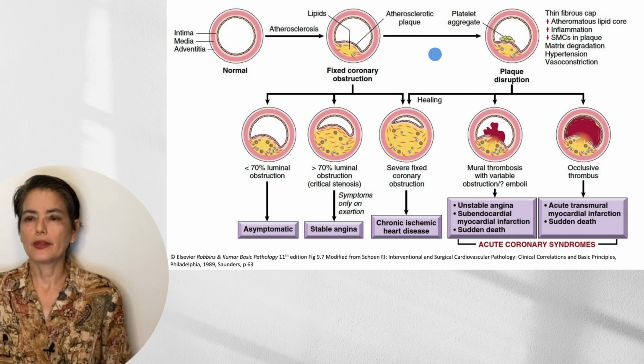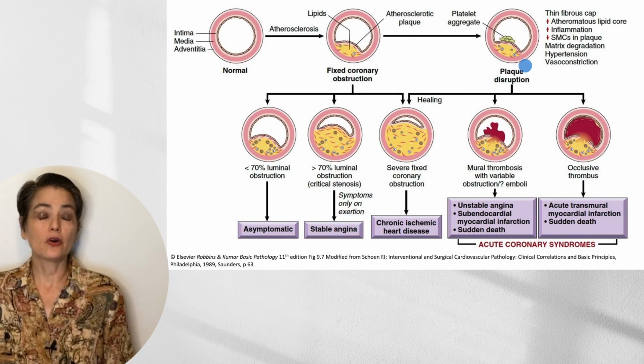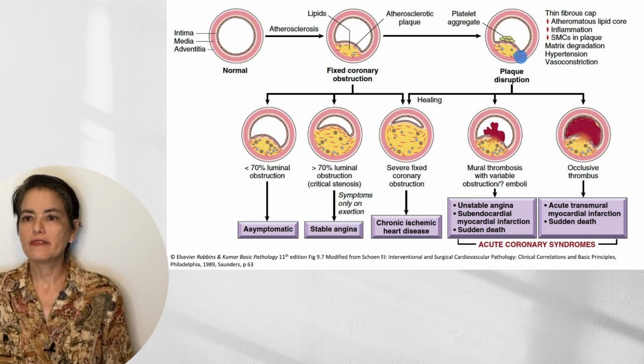So let's see how we get there. Here we have our plaque, and this is one that we're going to describe as a vulnerable plaque. It has a thin fibrous cap, which is prone to rupture. We have a large atheromatous lipid core with necrotic material. This necrosis is going to bring about inflammation. Inflammation is going to cause the release of mediators that lead to matrix degradation.